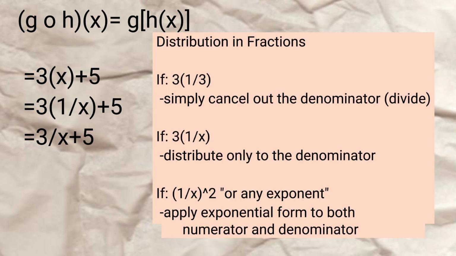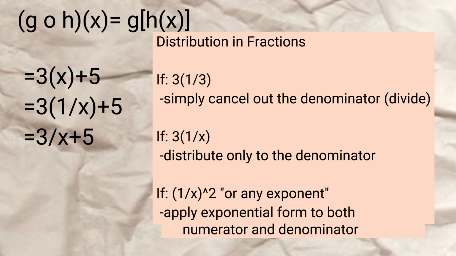So how will we distribute if the substituted variable is a fraction? Simple. There are two concepts to this. Observe the fraction's denominator first. If it is the same value as the number used to distribute, simply cancel out or divide the like terms. Then you are left with just the numerator. If the denominator is not the same as the number used to distribute, then distribute only to the variables in the numerator. And in cases of exponents, it applies to both numerator and denominator.